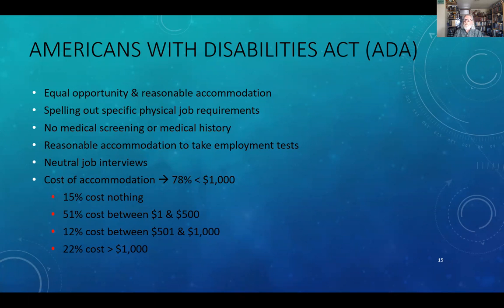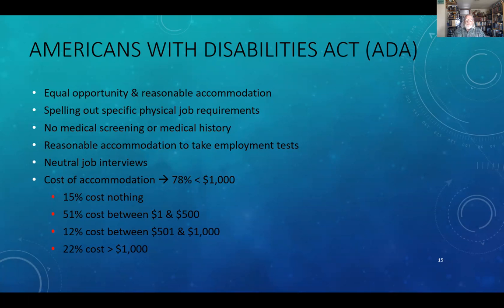Now, that might be different for a small employer, but there's nothing in the law that says a small employer has to do anything other than a reasonable accommodation. And so if we look at the facts here, what we see is that 15% of these accommodations don't cost anything. Sometimes you can change shifts, you can change hours, you can change the physical layout of equipment and desks and so forth. And so they cost nothing to do these reasonable sorts of things.